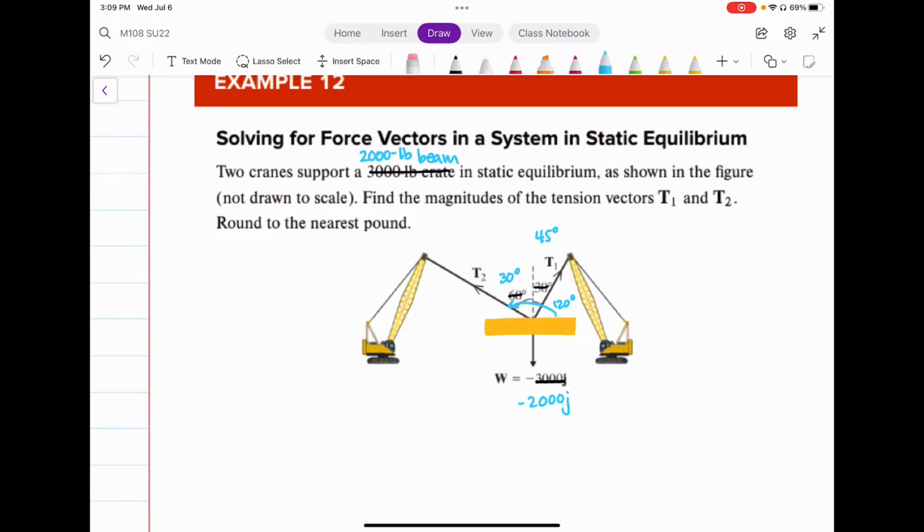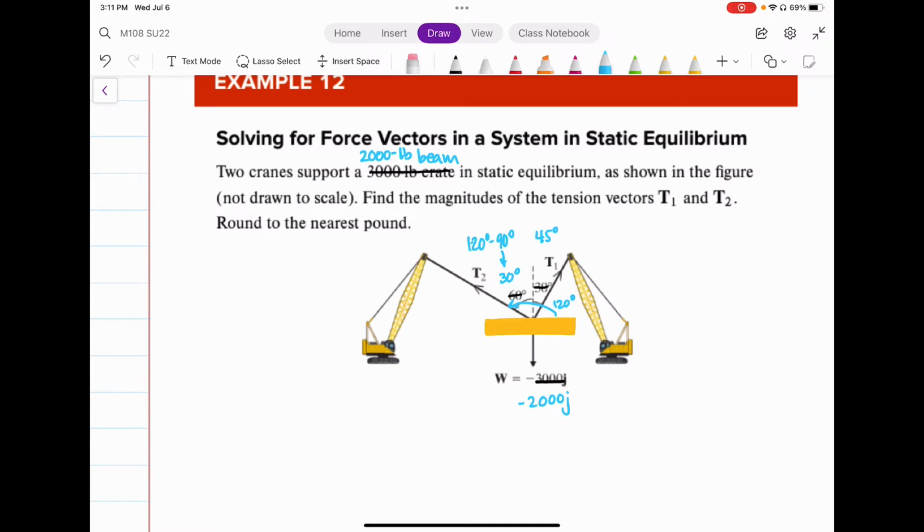We were given that T2 had an angle measure of 120 degrees, but that's from 0. And so from the y-axis line, it's actually 30 degrees because this angle is 120 degrees minus 90 degrees. That's why you see the 30 there. We want to find the magnitudes of the tension vectors, T1 and T2, to the nearest pound. So we need to do some calculations here and figure out what is going on.